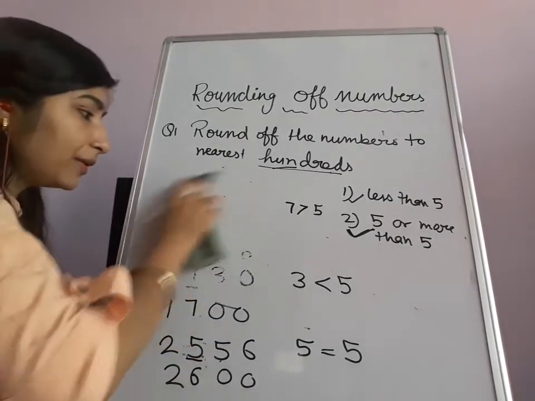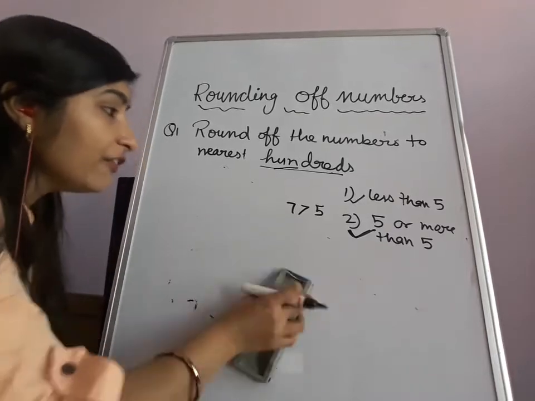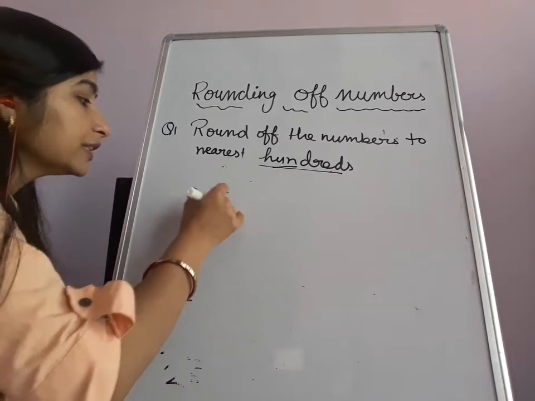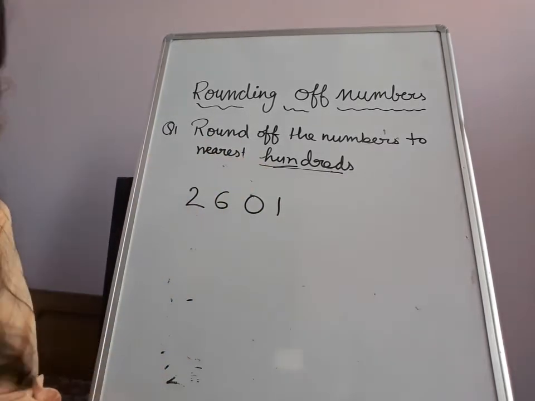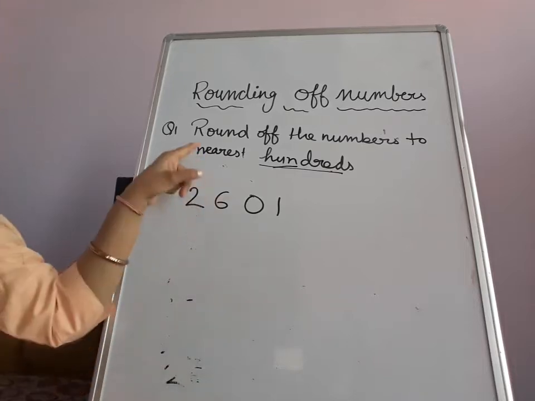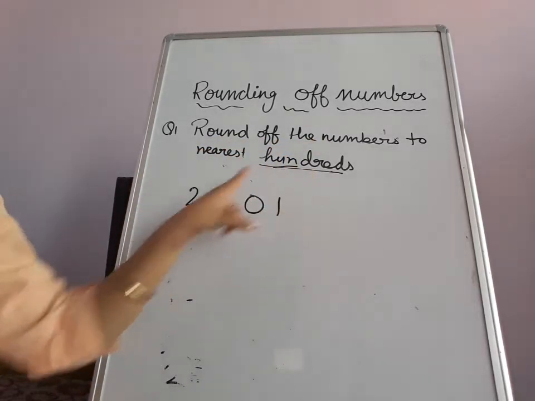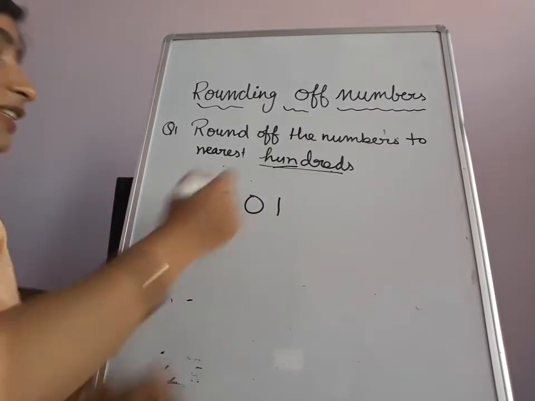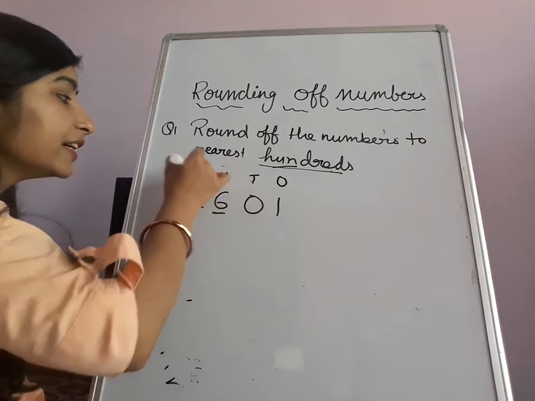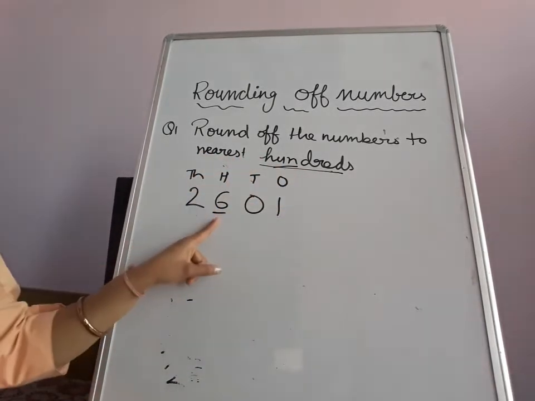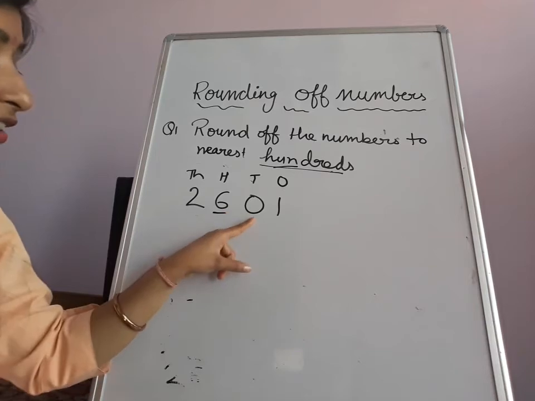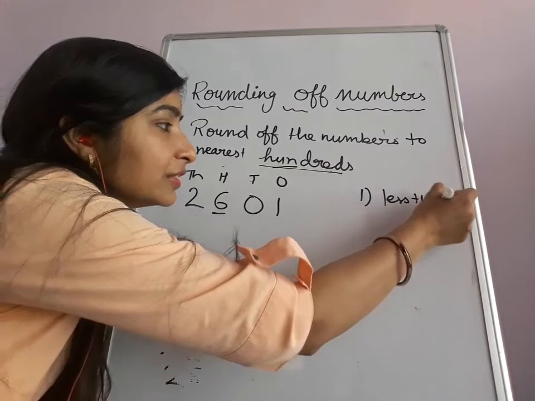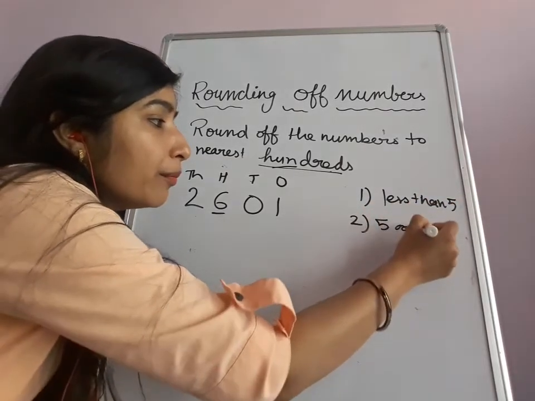Okay, one more example I am taking. I am taking the number 2601, and I have to round off this number to the nearest 100. So I will underline the 100 place. Now see the tens place. This is ones place, tens place, 100 and 1000. And nearest 100, I will underline the 100 place. I will see the tens place and my two conditions are: first, less than 5, second, 5 or more than 5.